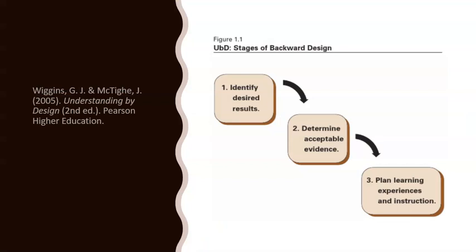The backward design process includes 3 stages: identify desired results, determine acceptable evidence, and plan learning experiences and instruction. It is important to remember that the context of this process encompasses each department, program, and course.